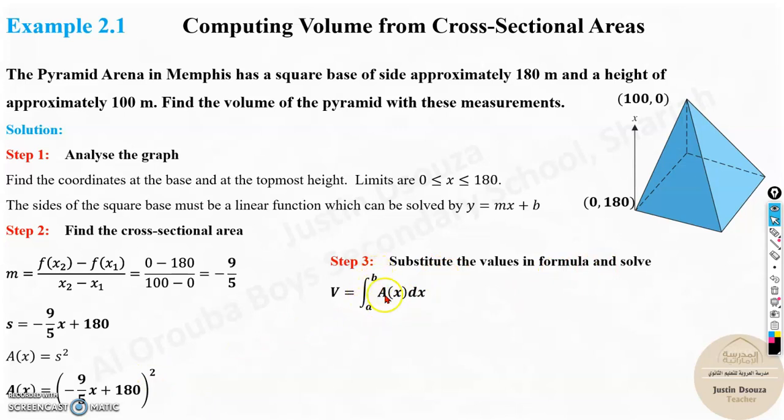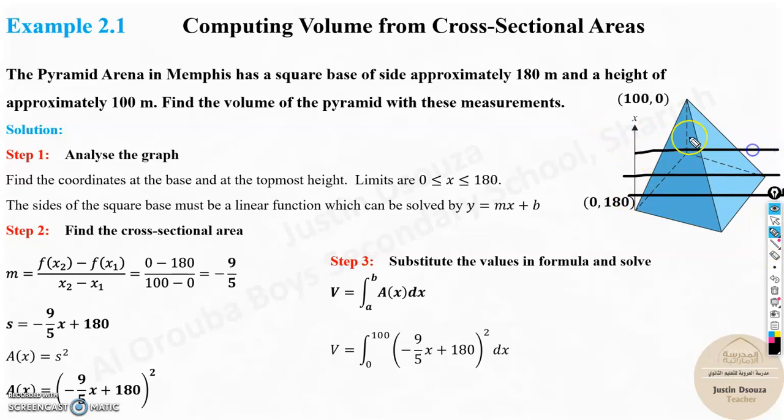So a to b is the integral of A of x dx over here. Now what is the interval? See, from here to here, the dx, right? The height. You're basically finding the cross sectional area, like this. From where to where? From 0 to 100 you're finding, right? So that's why the interval is from 0 to 100.